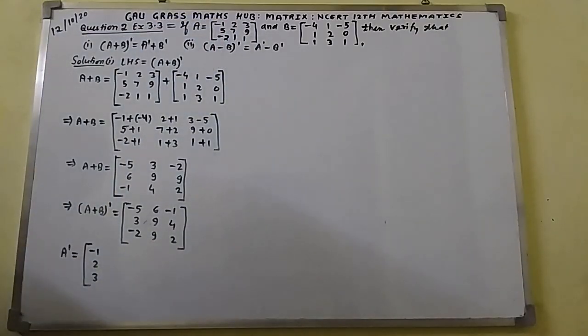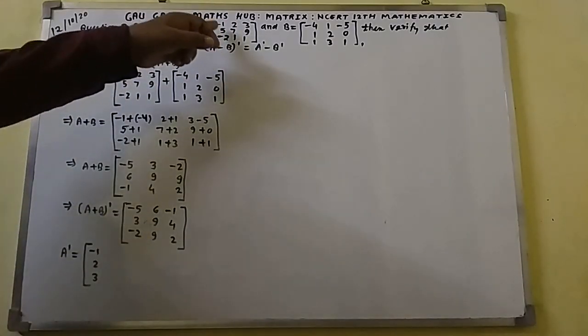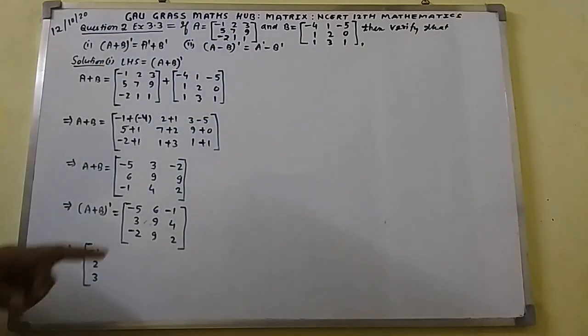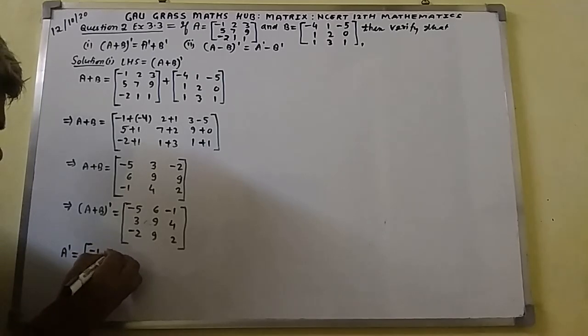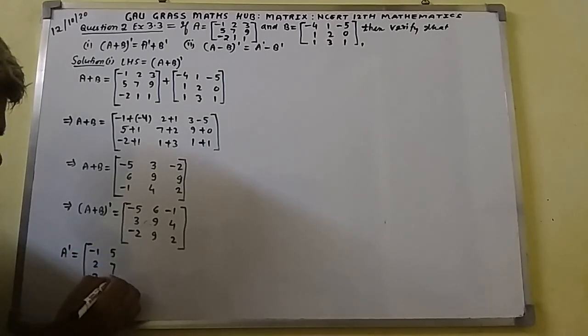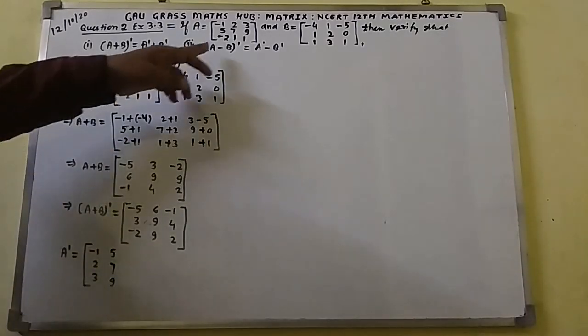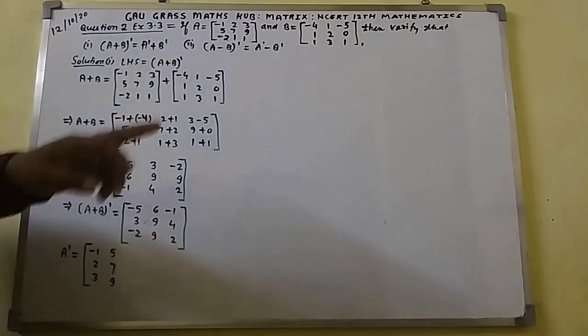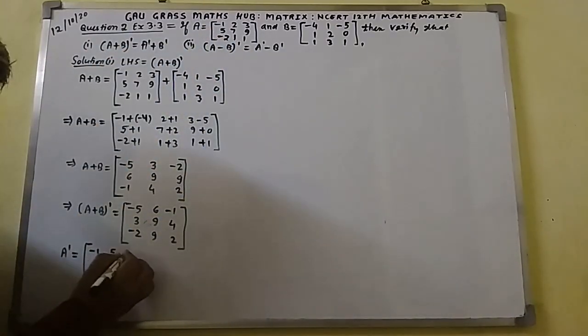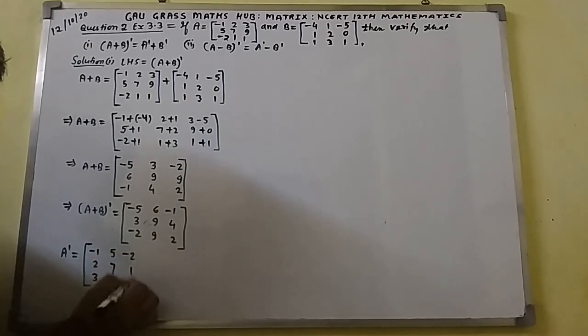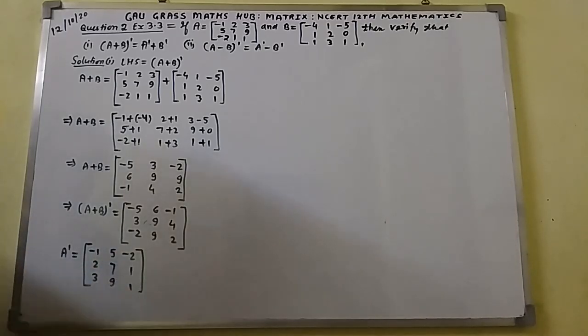Here it will become the first column. Second row 5, 7, 9 will become the second column. So 5, 7, 9 it will become. And here you can see minus 2, 1, 1. The third row will become the third column. So minus 2, 1, 1. Here you have got A dash.